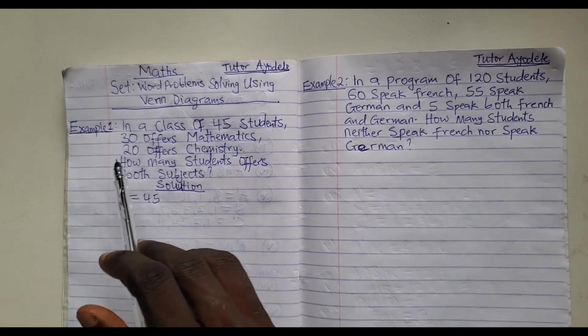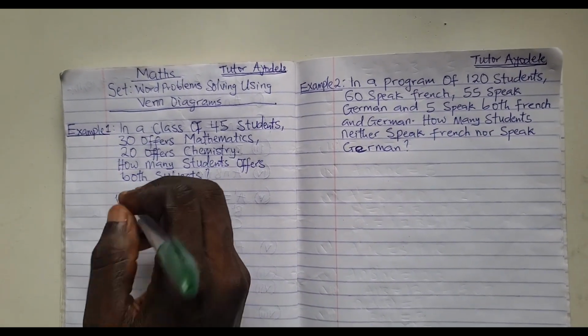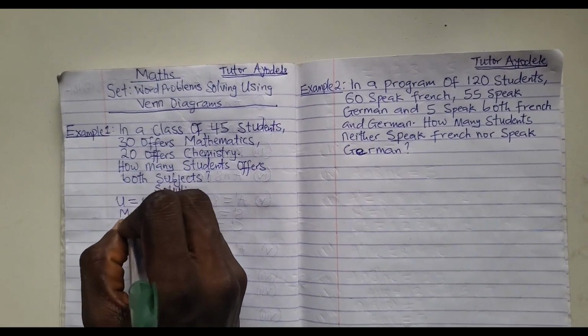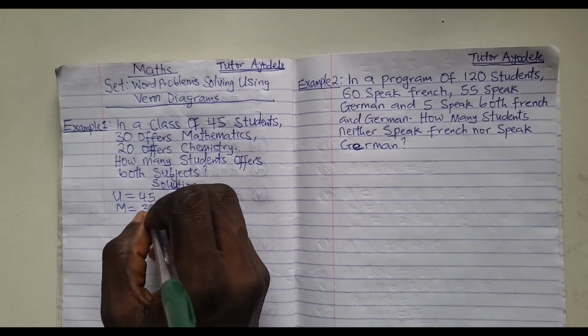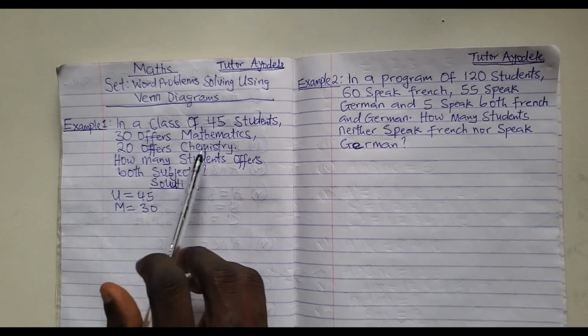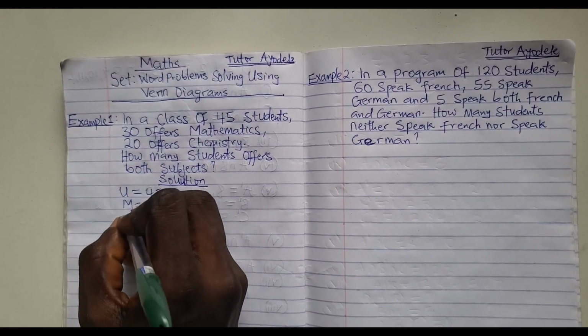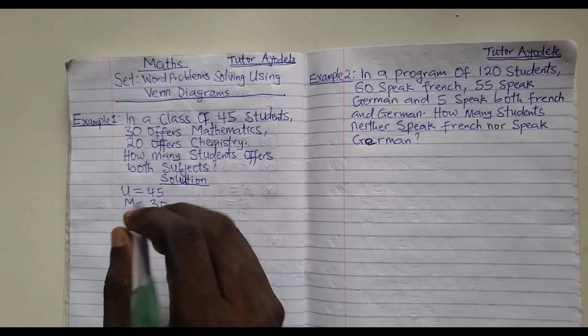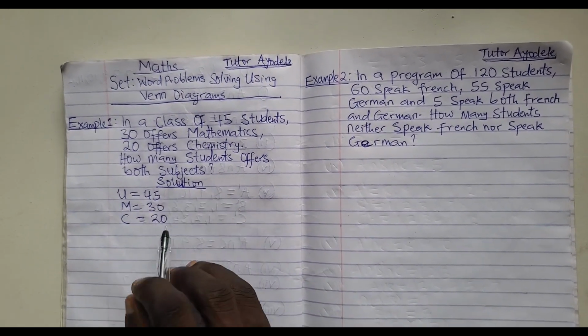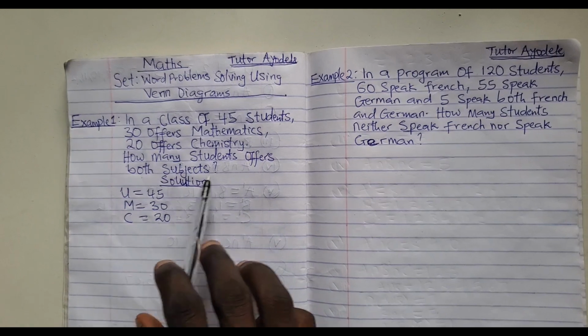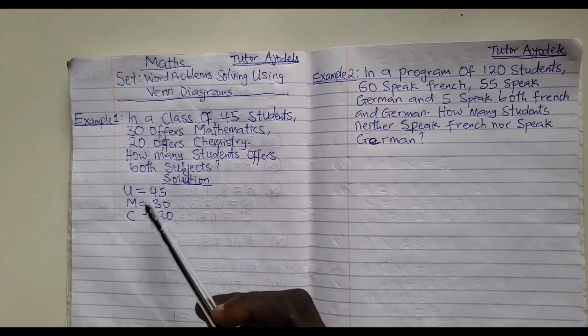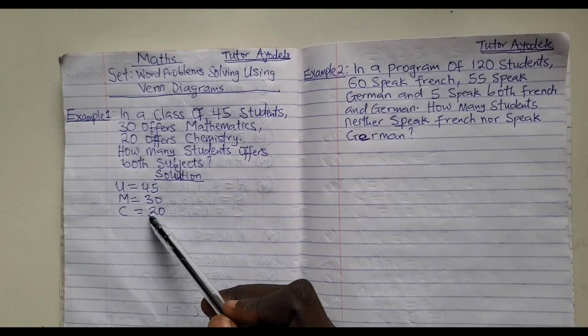Then we're told that 30 offer mathematics. For mathematics, we have 30 students. For chemistry, 20 students offer chemistry. How many students offer both subjects? That is, how many students offer both mathematics and chemistry?